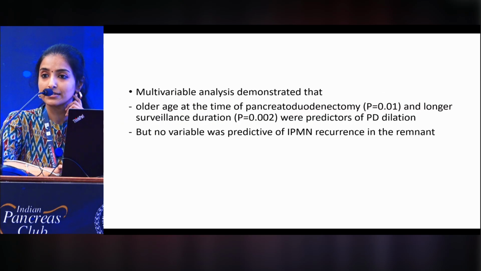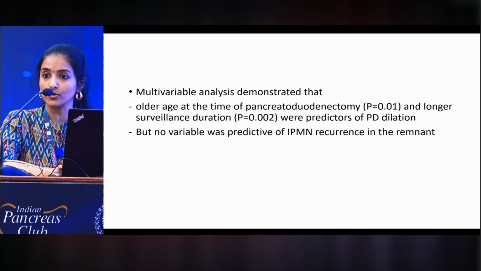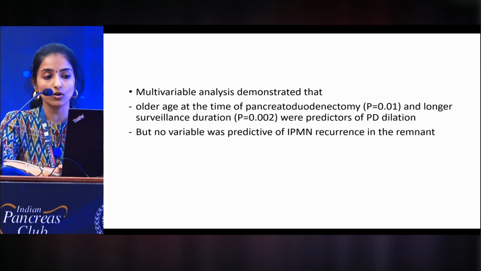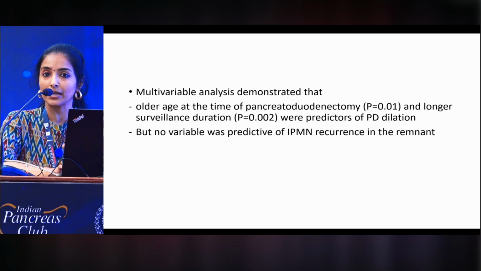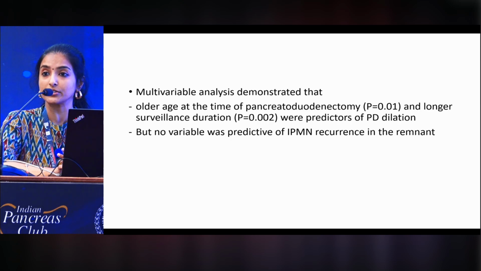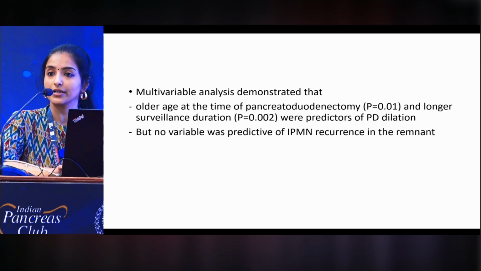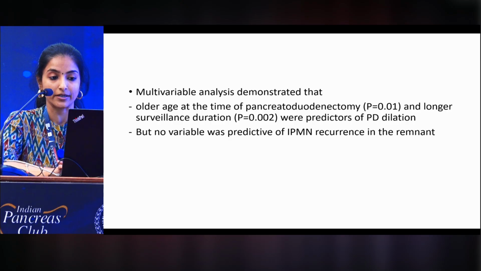So multivariate analysis from this study showed that the increasing age at which the pancreatic duodenectomy was done or the longer duration of survival were predictors of the pancreatic duct becoming dilated. But none of this seemed to be important in predicting whether there was an invasive component in the remnant IPMN, which means though we are actually having this surveillance, we do not have clear indicators as to when we need to intervene after a Whipple in case we have to plan a completion pancreatectomy.